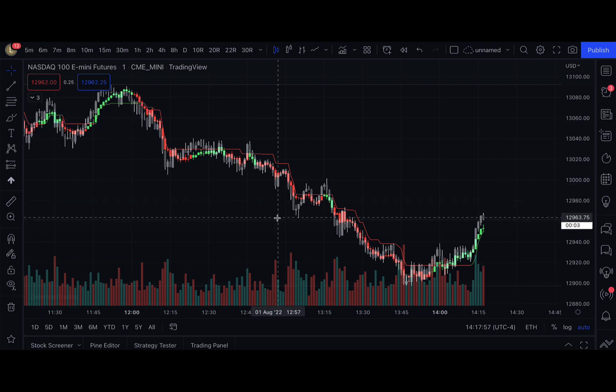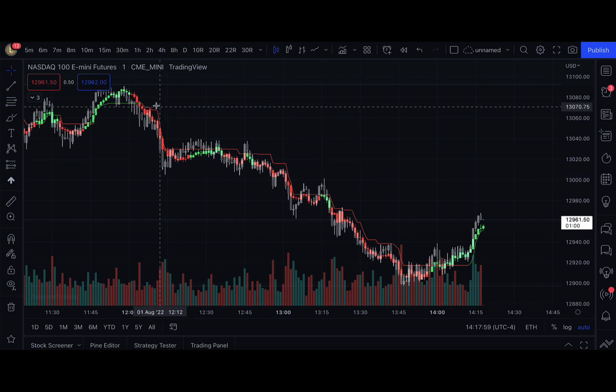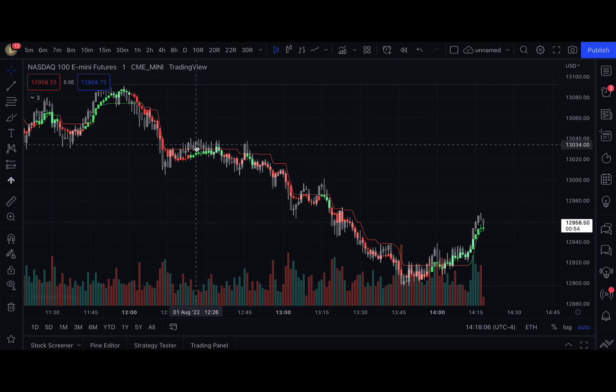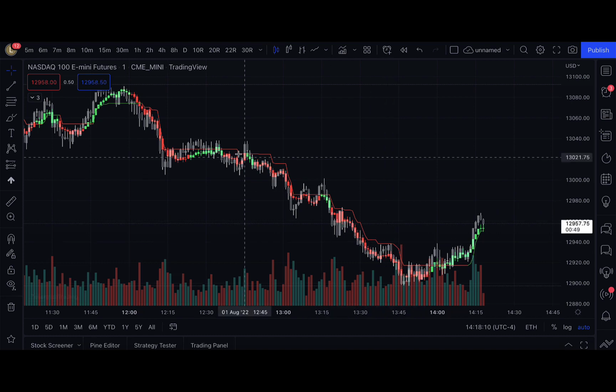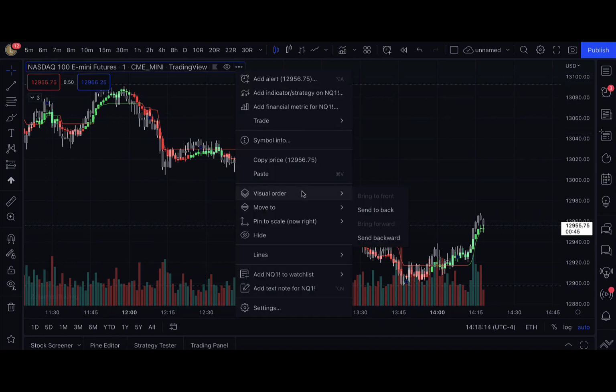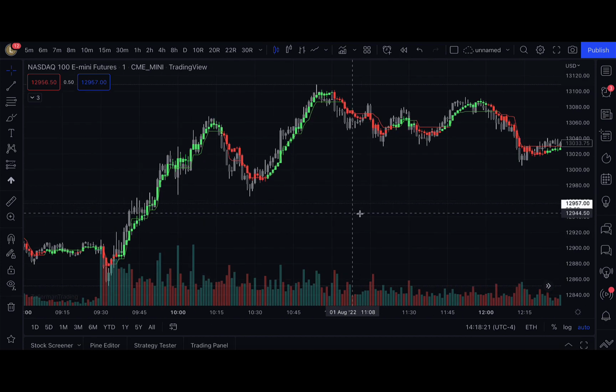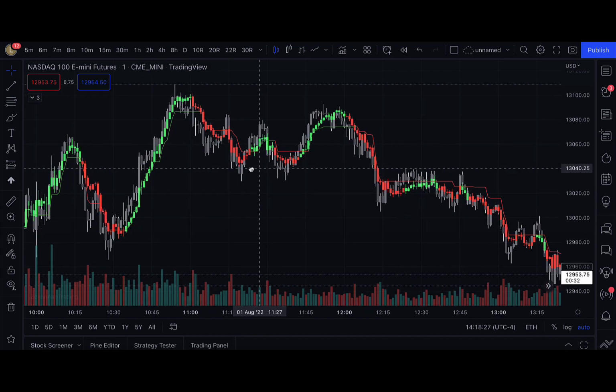So here we go. My candlesticks are gray, so that way you can easily see the actual price candles and these wonderful candlesticks. You can come over here to the eyeball and visual order, and click send back, so that way these candles are always on top. And look how nice and clean that is. So you can get actual price with these nice candlesticks on there. An easy way to do it.